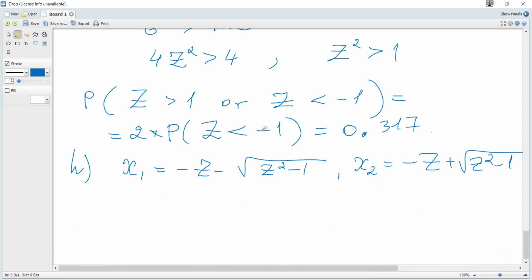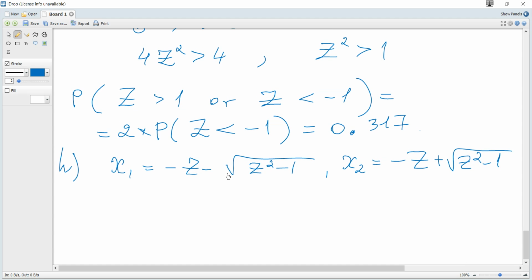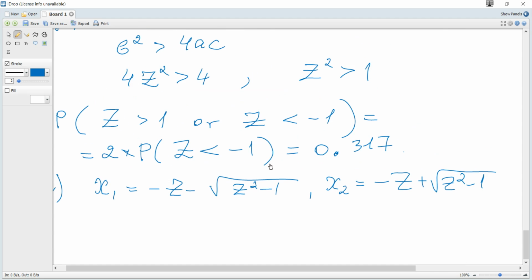And question H: given that the graph of f has two x-intercepts, x1 and x2, find the probability that both x1 and x2 are greater than 0.5. First of all, if you meet the word given, it indicates that there will be a conditional probability, be aware. Again, given it has two x-intercepts, find the probability that both x1 and x2 are greater than 0.5.